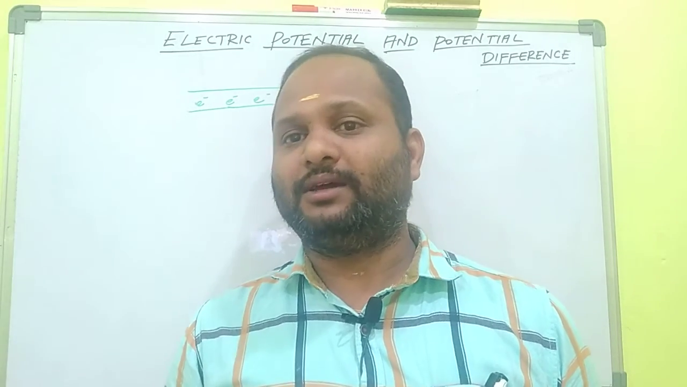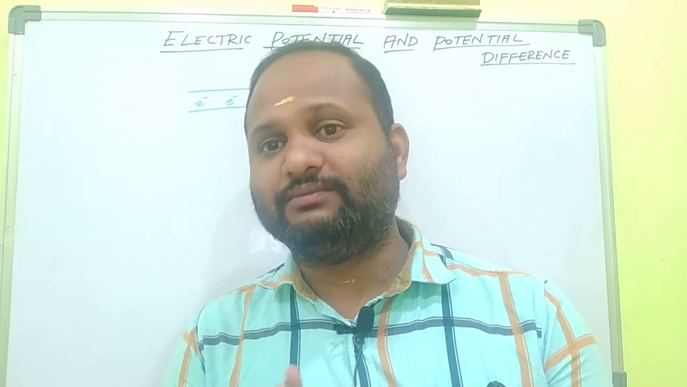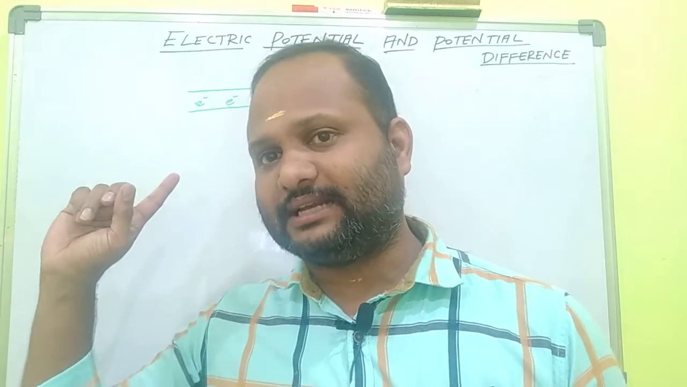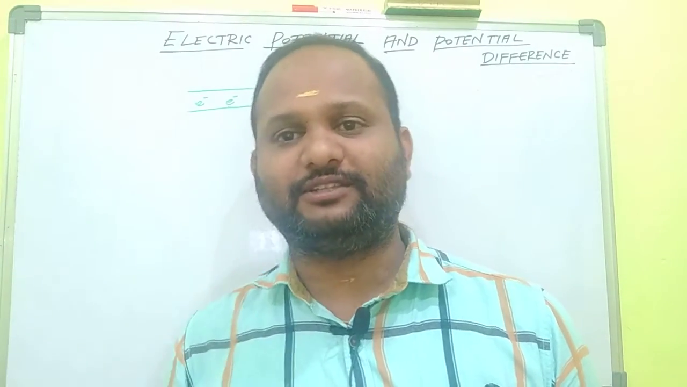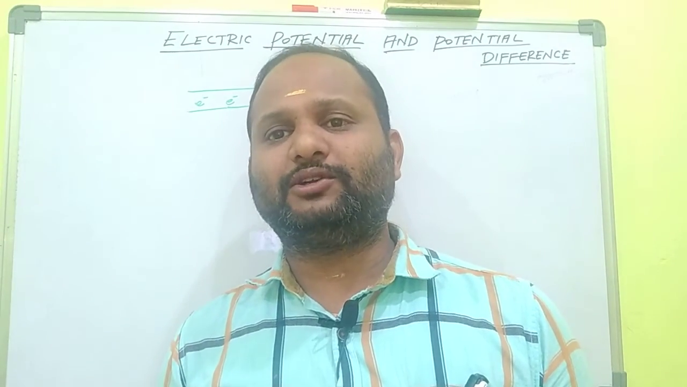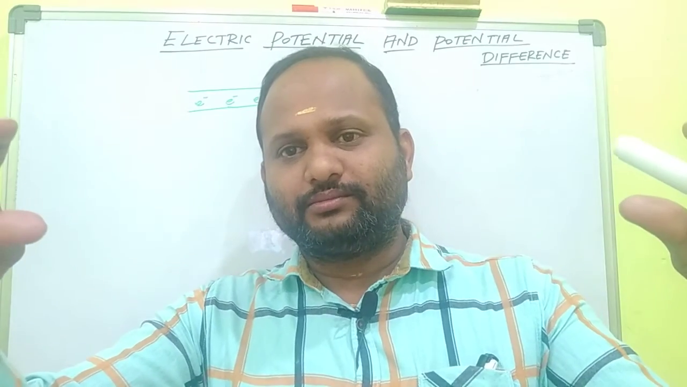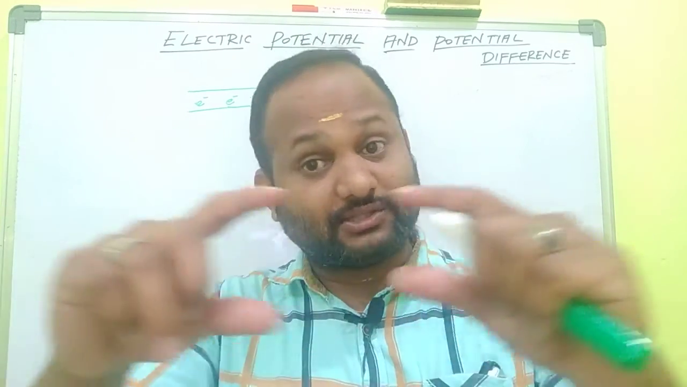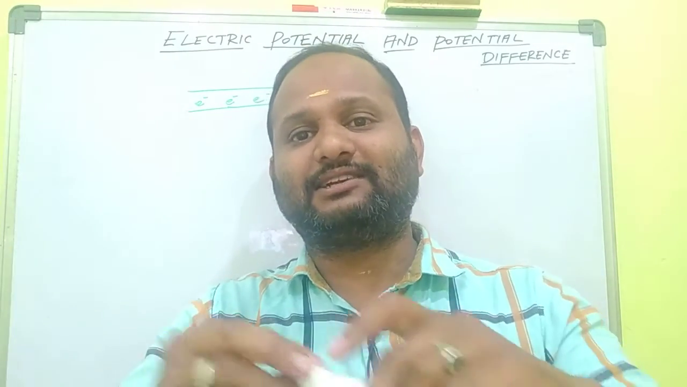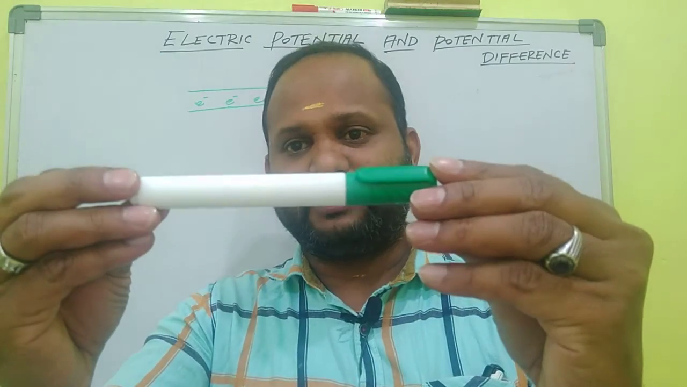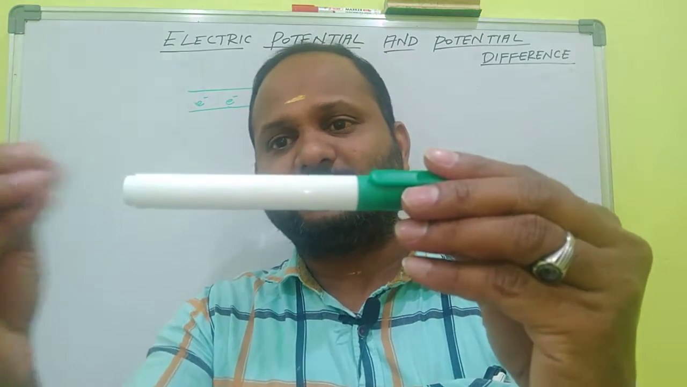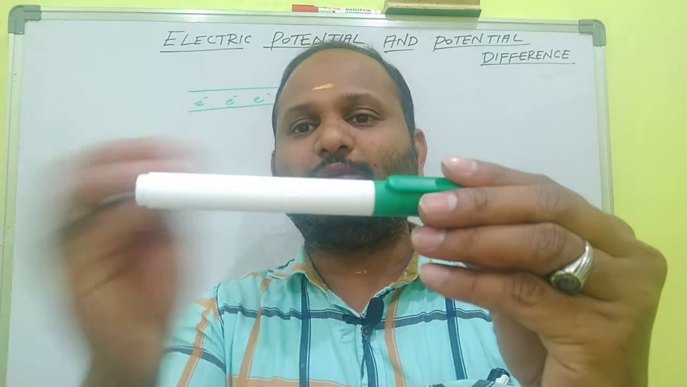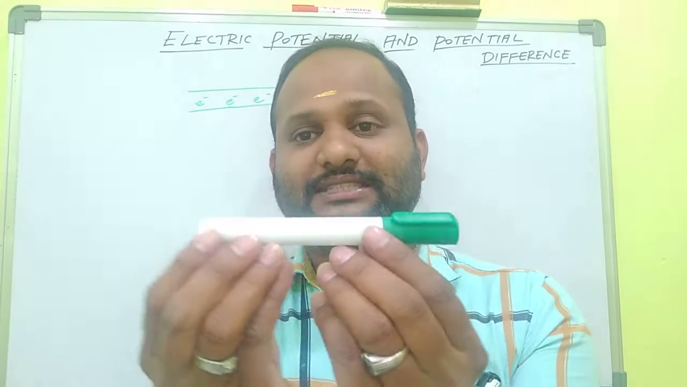Now we are going to define the terms electric potential and electric potential difference. Before we discuss them, there was one question. Let us consider a horizontal tube with a lot of water kept inside it. The tube is kept exactly horizontal, so the water will not come out of either end of the tube.